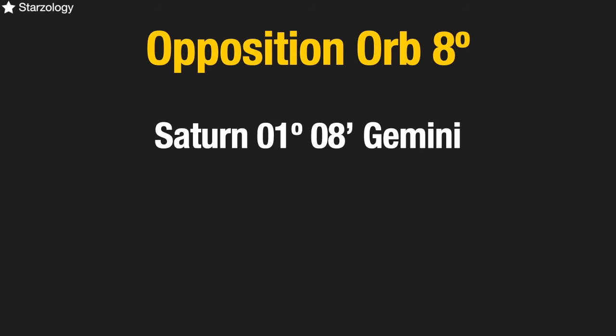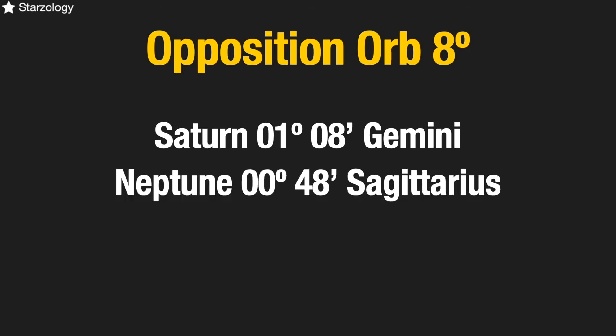Saturn is at 1 degree 8 minutes Gemini, Neptune is at 0 degrees 48 Sagittarius. So the question is, what is the difference between these two planets from the exact opposition? And the orb there is 0 degrees 20 minutes. So they are actually in opposition, very tightly in opposition.